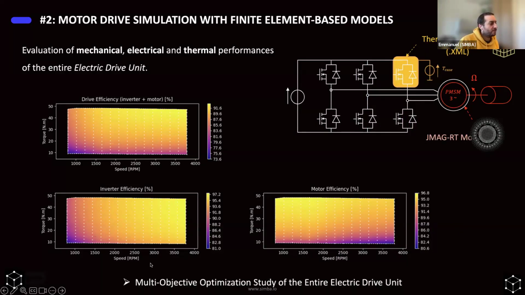And you can use that for a lot of different types of scenarios, including building efficiency maps. As a matter of fact, with SIMBA, you can do a multi-objective optimization of an entire electric drive unit. So you can optimize the controller, the motor design, and the inverter inside the same optimization loop.